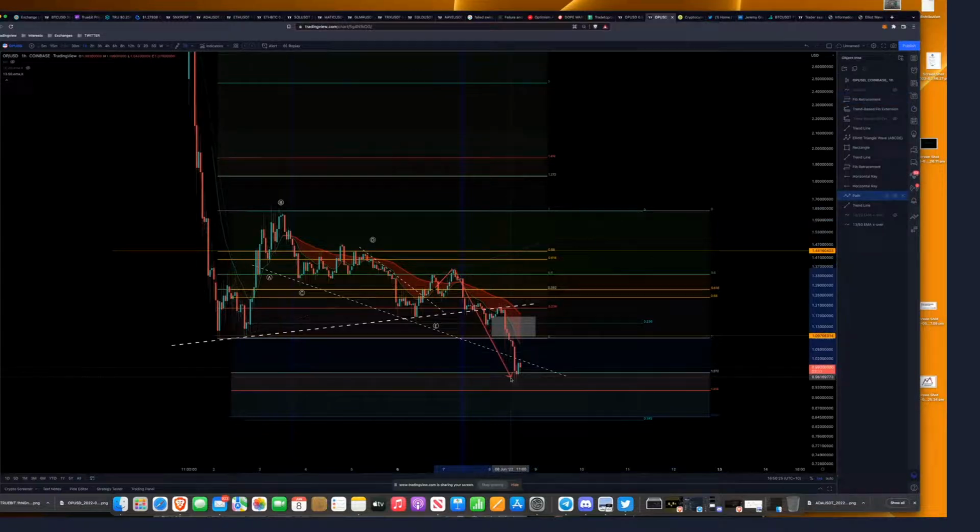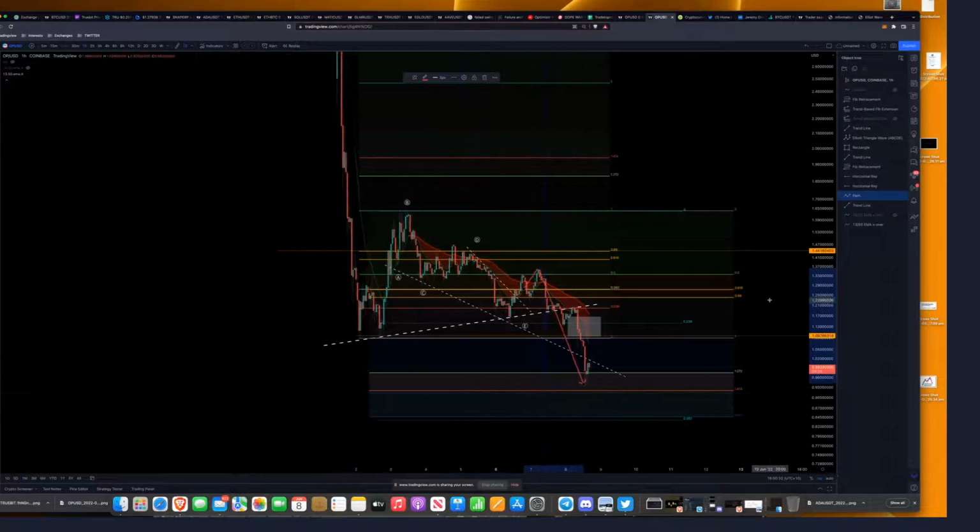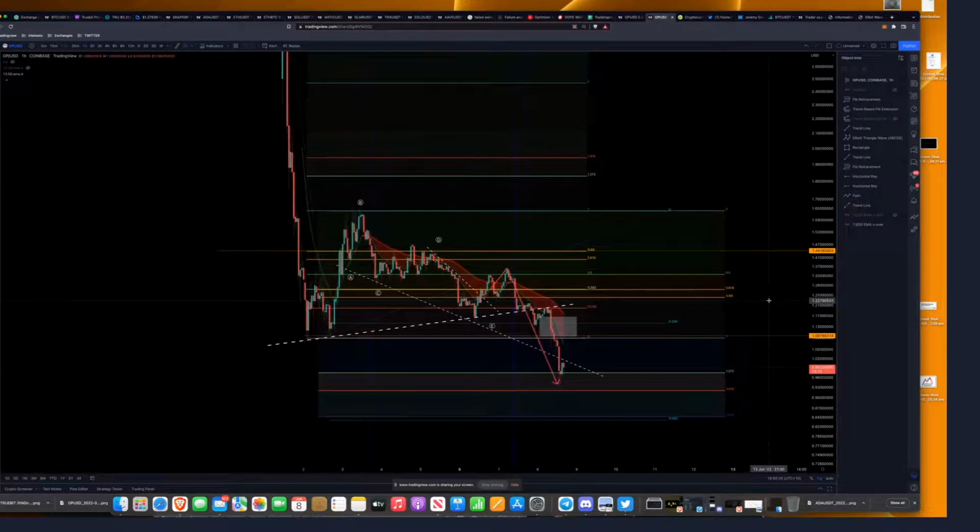I'm still looking for the bottom. So if that's the bottom, maybe I should have just averaged in. But Optimism, I think, is a big coin in the future. And yeah, what a mess.